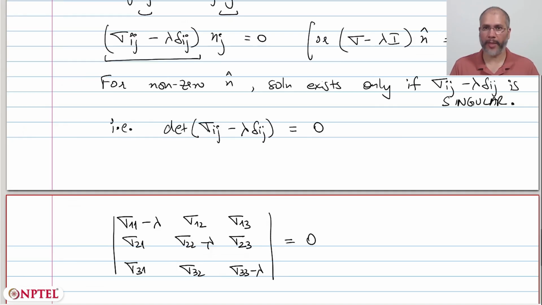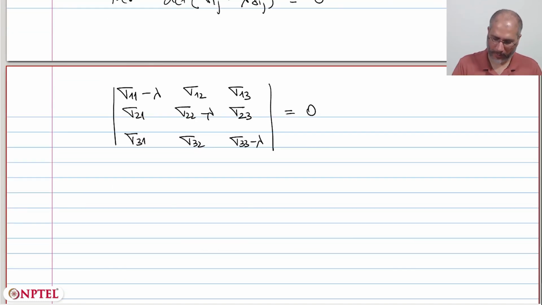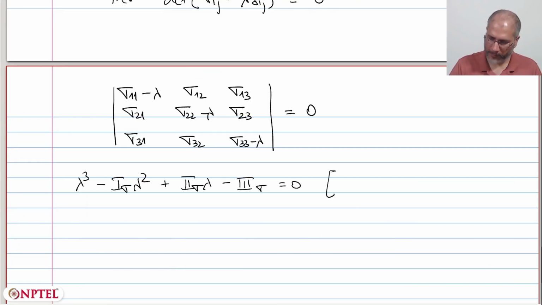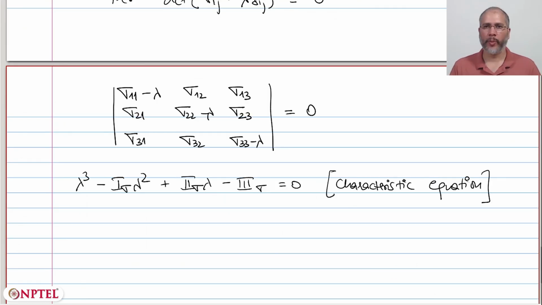You can see that if you expand this, you will get a cubic equation in lambda. This cubic equation in lambda is called the characteristic equation. It is very important because this equation, when solved, gives us the values for the three eigenvalues, that is lambda 1, lambda 2 and lambda 3, which are what we need to find.